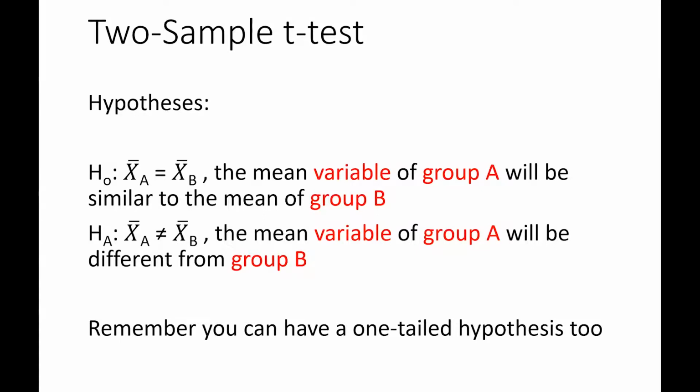Your hypotheses can be 1 or 2-tailed, remember? So your null hypothesis for a 2-tailed test could be that the mean of group A is equal to the mean of group B. The alternative is the mean of group A is not equal to the mean of group B. For the 1-tailed hypotheses, it'd be group A is bigger than group B, or group B is bigger than group A. And remember that there always has to be some sort of equal sign in your null hypothesis.